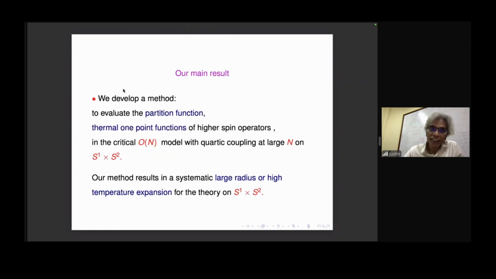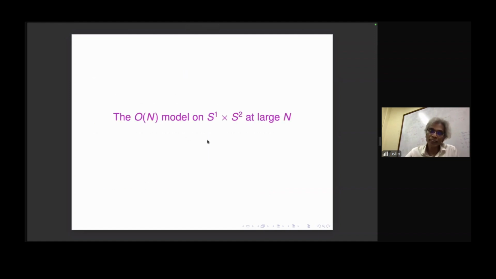This and the other questions I mentioned before were the reasons I got motivated in this direction. In this talk, we will basically present this main result, and if there is time, maybe I can talk about other things. I hope I can do a fair job of this result. We will develop a method to calculate partition functions and thermal one-point functions of higher spin operators of the critical O(N) model, which has higher spin symmetry, at its strong coupling point at large N on this particular geometry. This method results in a systematic large radius expansion, or high temperature expansion, of the theory on S1 times S2.